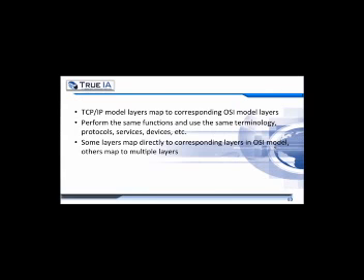The TCP/IP model layers map to the corresponding OSI model layers. They perform the same functions and use the same technology, protocols, services, and devices. Some layers map directly to the corresponding layers, while other ones have more of a correlation.